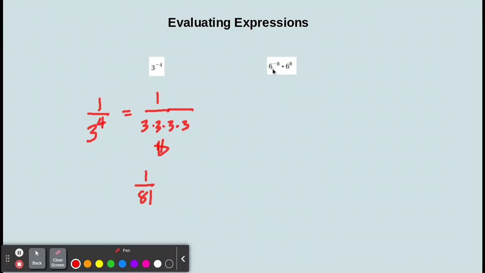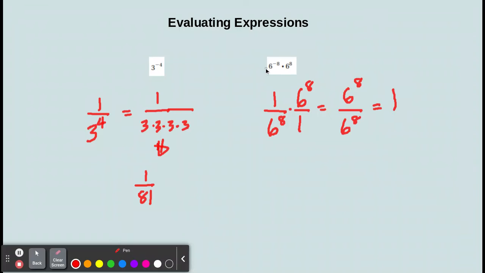Same thing with this one. We have 6 to the negative 8th power, which we know is like this, 1 over 6 to the 8th power. And over here, we're multiplying it times 6 to the 8th power. So what do we end up with? 6 to the 8th on top, 6 to the 8th on bottom. So we end up with 1.